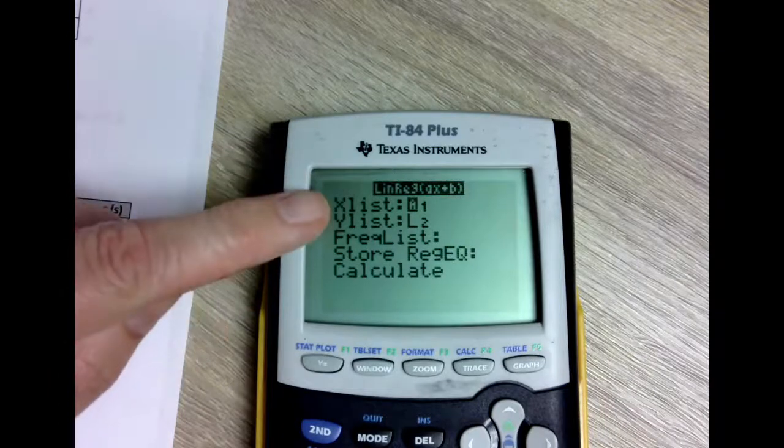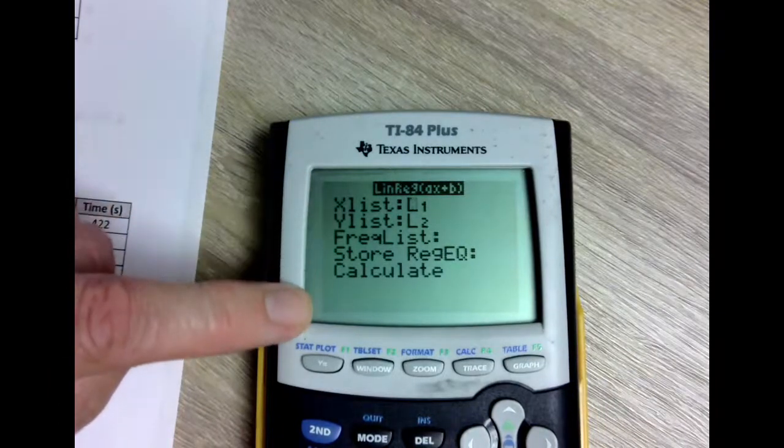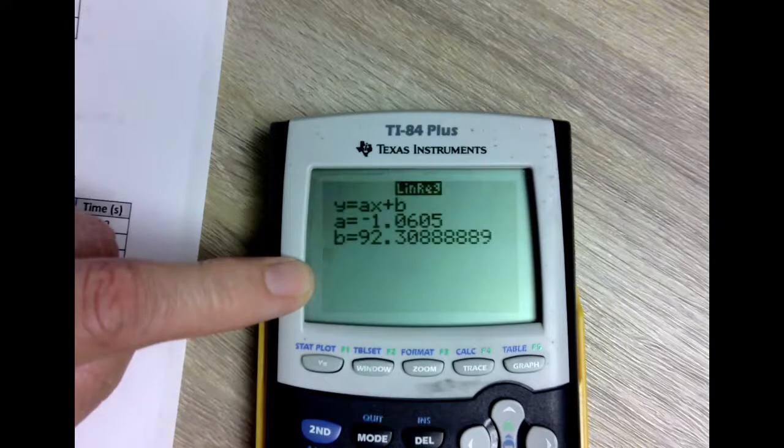It's going to say I'm going to use line 1 and line 2, and I want to calculate it. So just push enter a couple of times to where you get to that, and it tells us this.